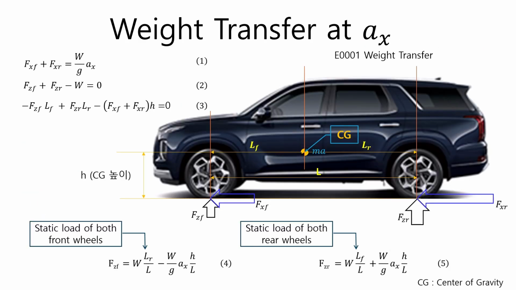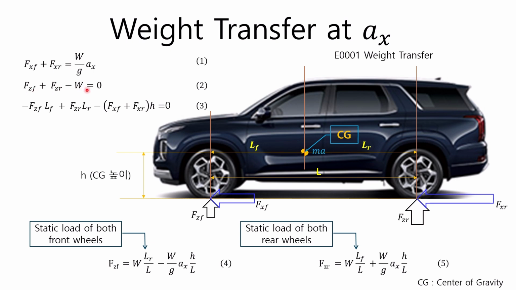In the previous video, E0001, weight transfer, we studied the forces that occur in a car during acceleration. Among these, let's review the weight transfer for a car undergoing acceleration AX. All the forces shown in the diagram and equations, Fxf, Fzf, Fxr, and Fzr, represent the combined force of the left and right wheels. From the equilibrium of the horizontal forces acting on the car, equation 1 can be obtained, and from the equilibrium of the vertical forces, equation 2 can be obtained.